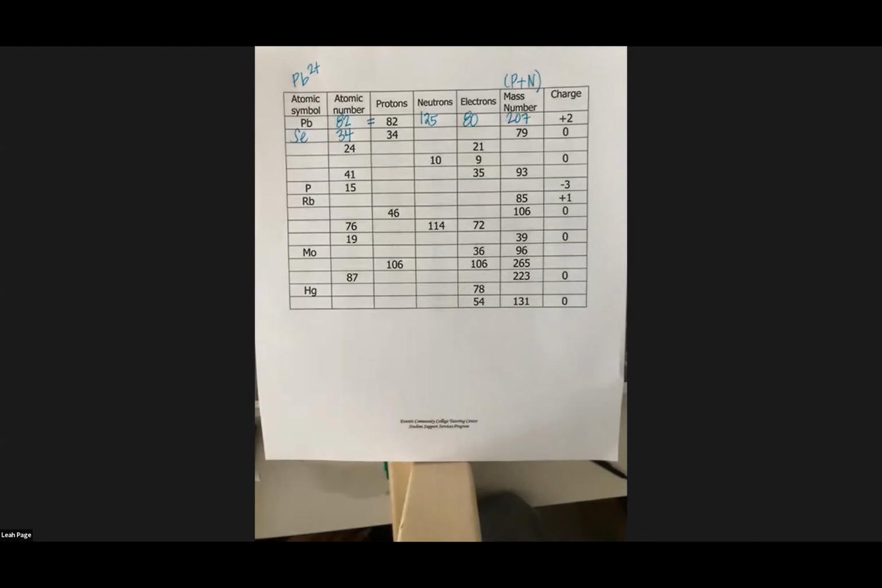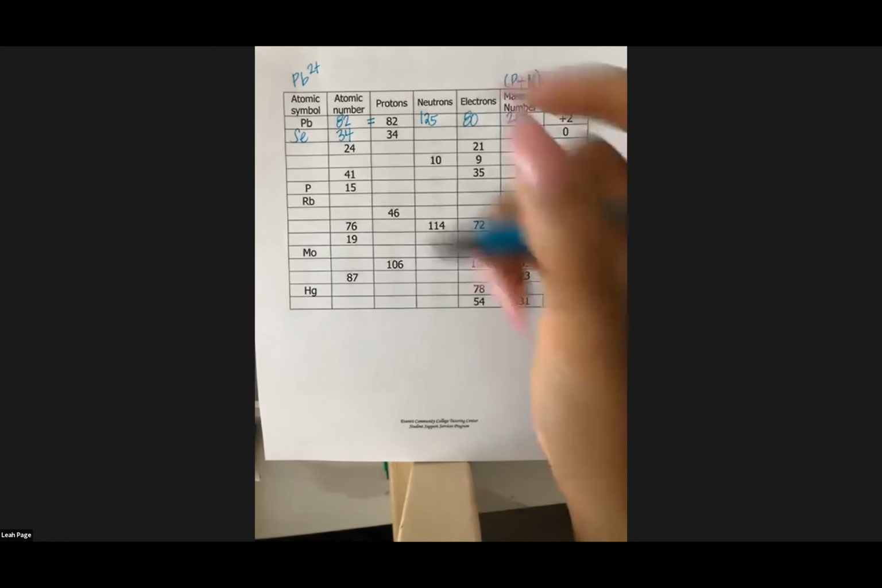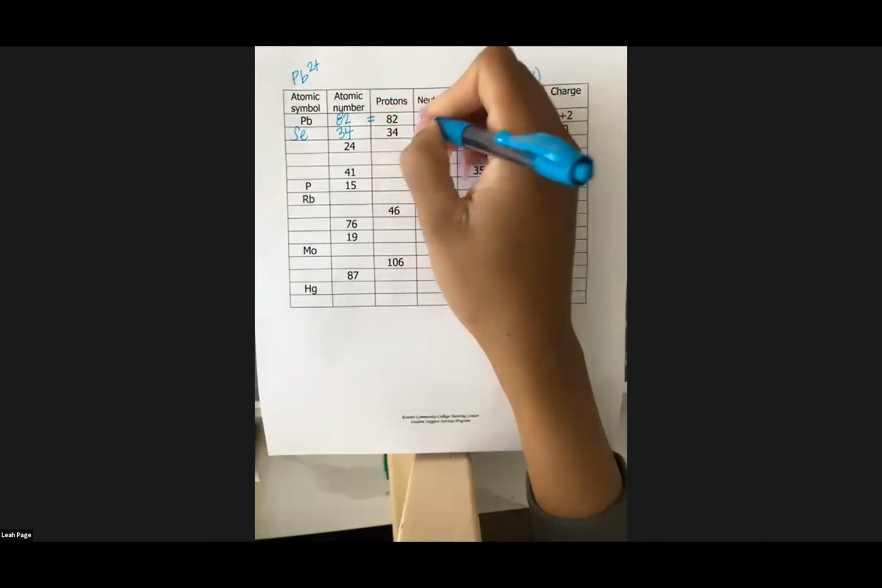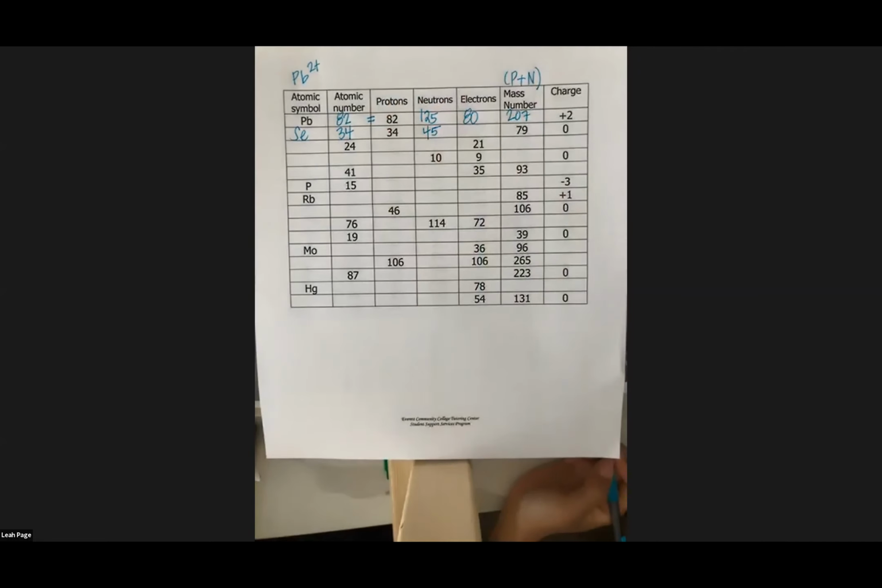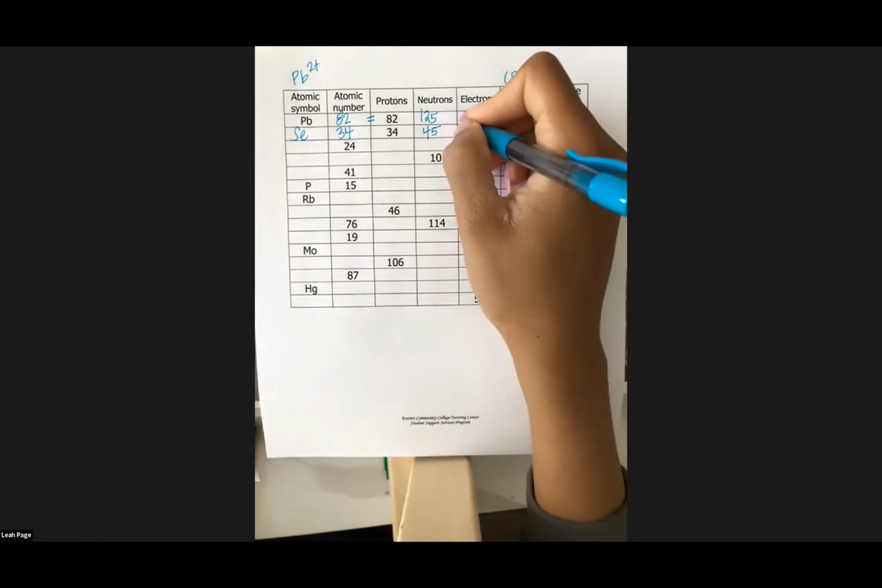And now to figure out the number of neutrons, it tells me the mass number. My mass number says 79. So what do you guys think the number of neutrons is? 45. All right, and then what about the number of electrons? 34.